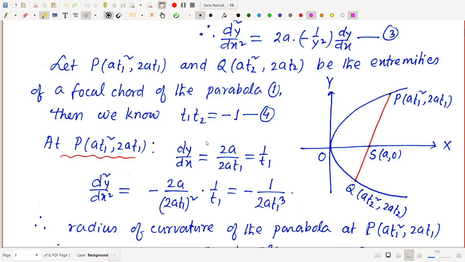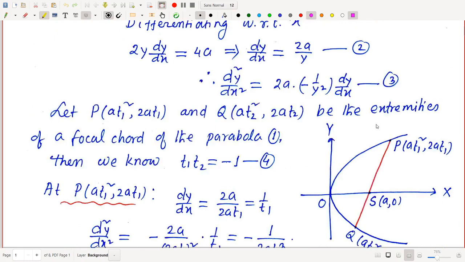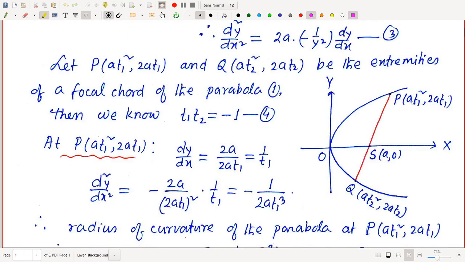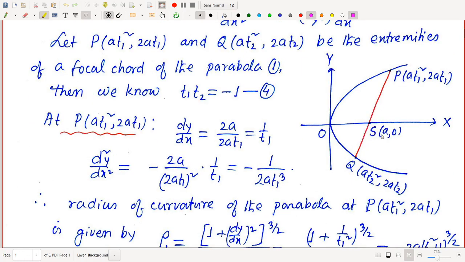Then we know t1 t2 = -1. This is a standard result from coordinate geometry: t1 t2 = -1, if P and Q are extremities, endpoints of a focal chord. Focal chord means chord passing through the focus. Focus of this parabola is S with coordinates (a, 0). So if the chord passes through the focus, then its extremities are (at1², 2at1) and (at2², 2at2), and then t1 t2 is -1. This is a standard result. Okay, we shall use it.